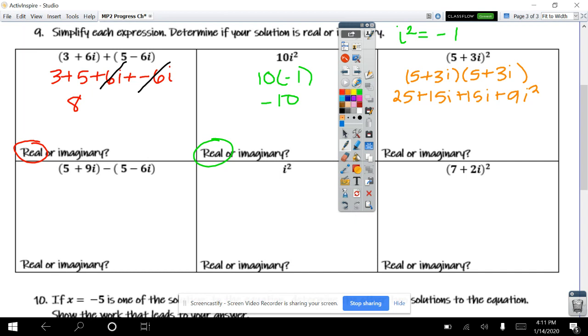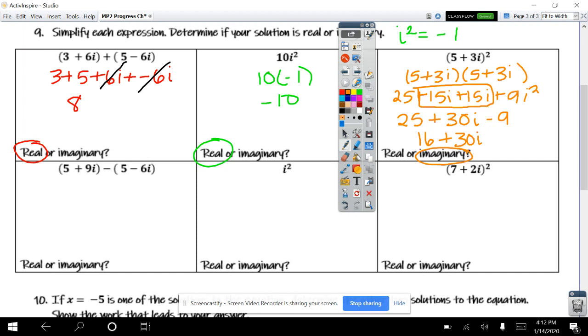Right, now I have to combine like terms. If you leave it like this, you're not done. We have like terms here, 15i and 15i become 30i. And then 9i squared. Remember from the last one, 10i squared became negative 10. So 9i squared becomes negative 9 because i squared is equal to negative 1. And then 25 minus 9 is 16. And then we're left with the 30i. So this is imaginary because it still has an i in it.